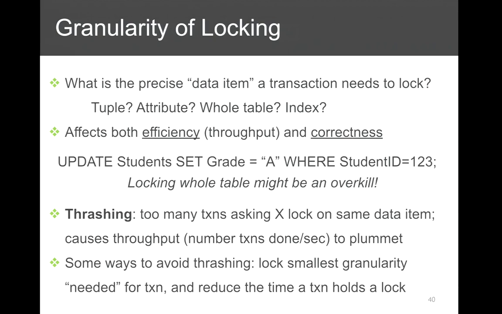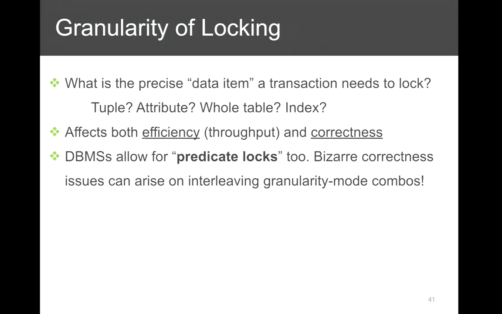Okay, there are ways to avoid thrashing. You typically want to lock the smallest granularity. So in this case, you want to lock only the record for this particular student. And you want to reduce the time the transaction holds the lock. So there is this notion of a predicate lock, and this is again tricky. Instead of doing a tuple level or a table level, this is an intermediate point. Again, it's a trade-off between throughput and correctness. However, with predicate locks, very bizarre issues can occur.